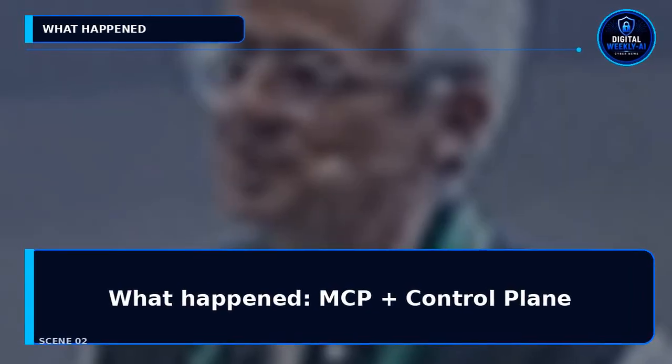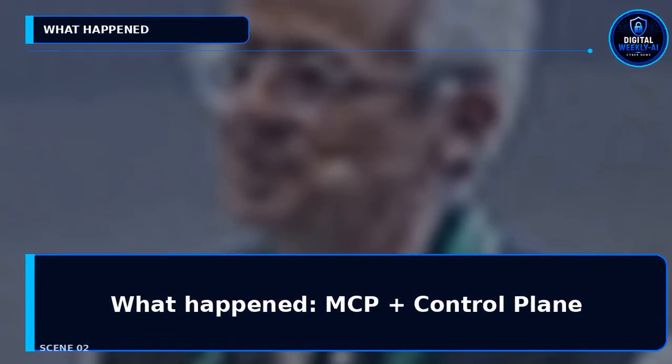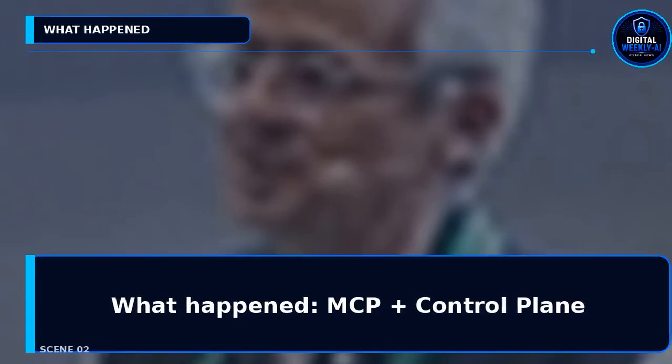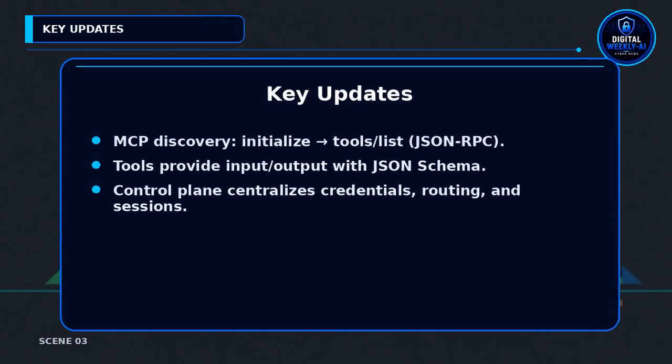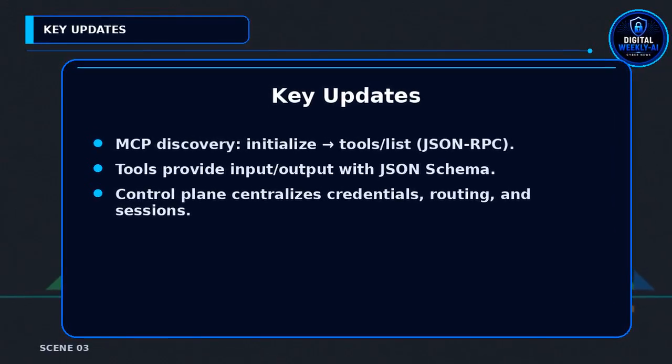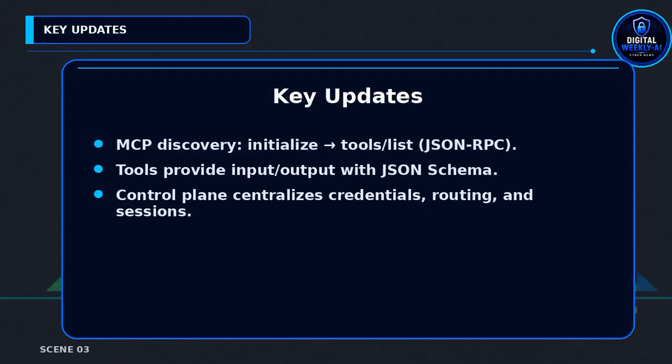On July 24th, multiple posts documented complementary operational patterns. An MCP deep dive explains a JSON RPC initialize handshake. Then tools/list returns tool metadata and input-output JSON schema. A Go example used github.com/modelcontextprotocol/go-sdk to expose a single tool. Separately, the control plane pattern is a gateway that normalizes provider APIs, routes requests, binds credentials, and stores sessions in Postgres. Key updates. MCP provides initialize then tools/list and supports list change notifications.